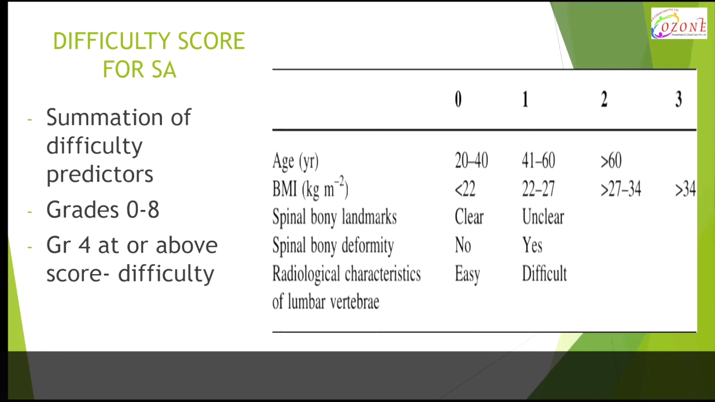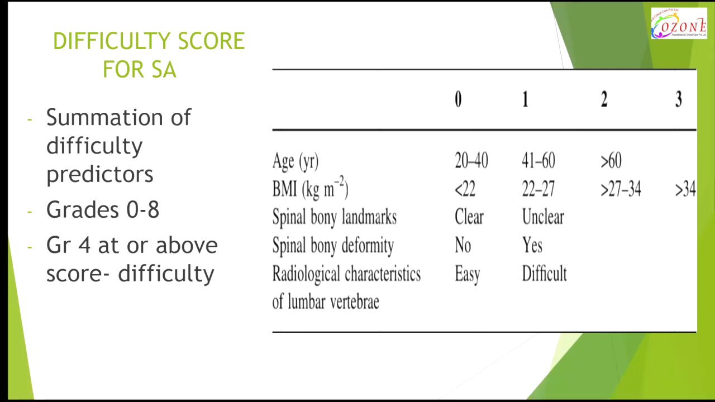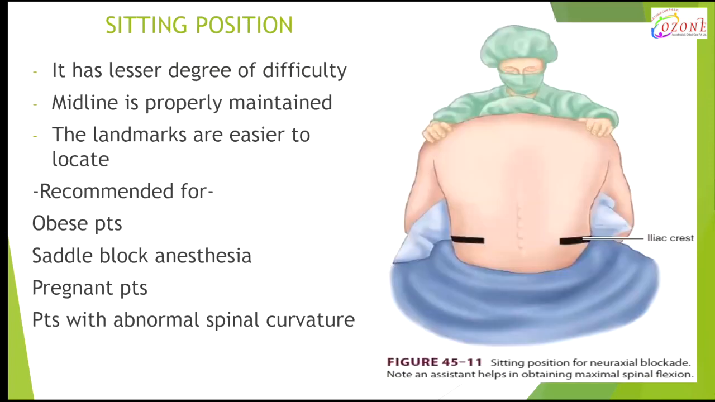Next slide. So there is a difficulty score for spinal anesthesia. The patient characteristics used for this score are familiar to the clinicians, like age of the patient, BMI of the patient, spinal bony landmarks, spinal bony deformity, and radiological characteristics of lumbar vertebrae. Each of these difficulty predictors is given a score of 0, 1, 2, and 3. Then we do the summation of these difficulty predictors in that patient, and this score is stratified into grades from 0 to 8. At grade 4 or above, we can predict the difficulty in giving the spinal.